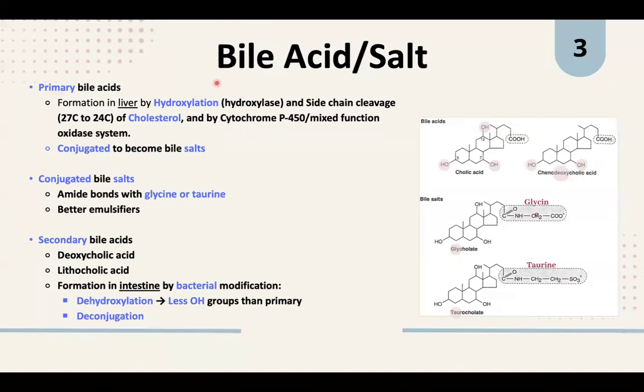Okay. Now, when we have cholesterol and we're making bile acids and bile salts, we have three main things that it makes. In order, it would be primary bile acids, conjugated bile acids, secondary bile acids.